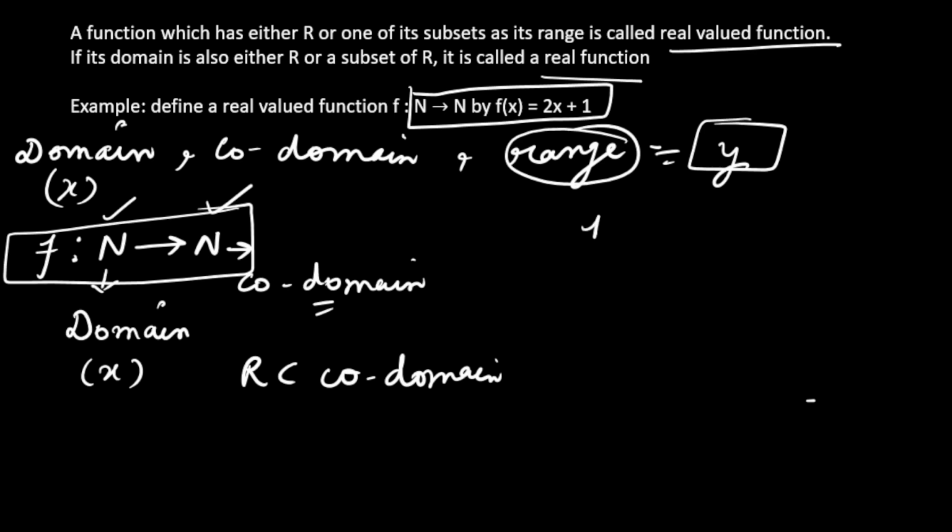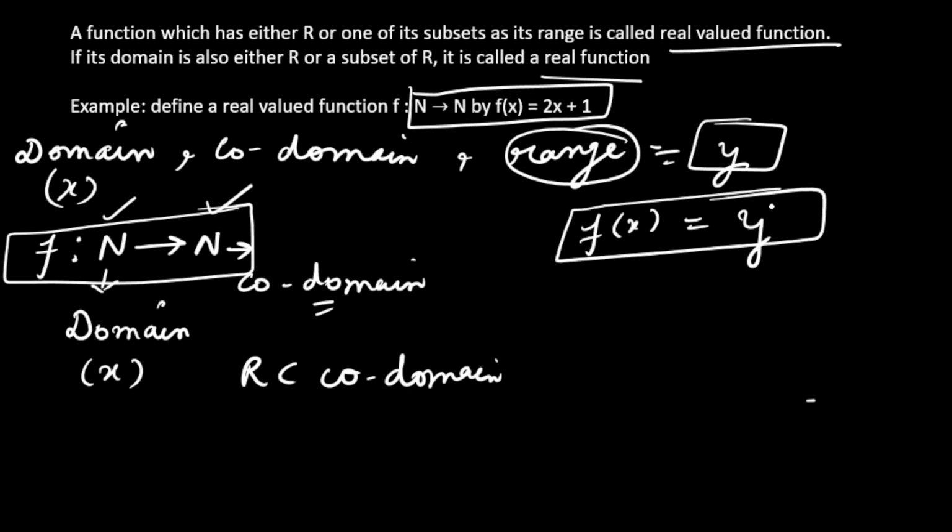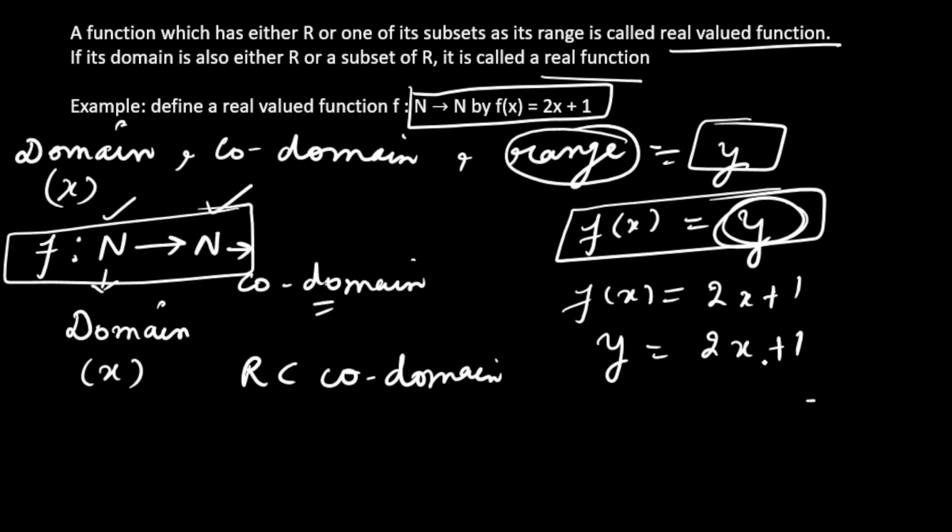So whenever we are writing function, we write f(x) is equal to Y. In case of function, we can write f(x) is equal to Y. So this Y is range. Now I have taken here one example. f(x) is equal to 2x plus 1. So I can also write it as y is equal to 2x plus 1.